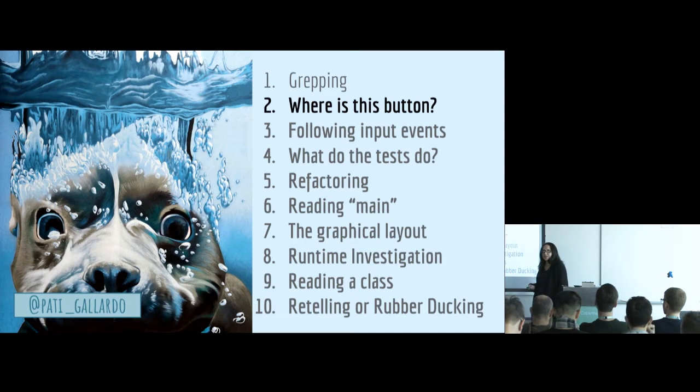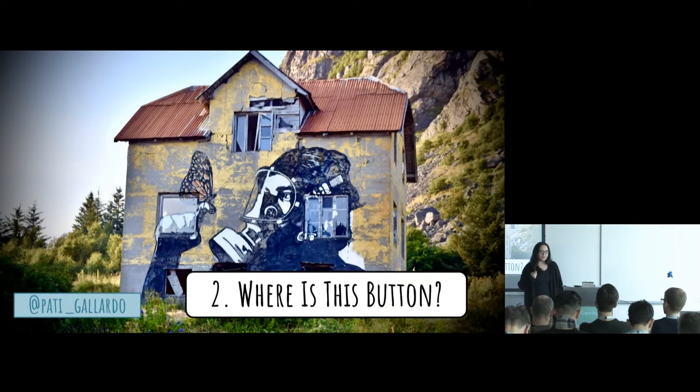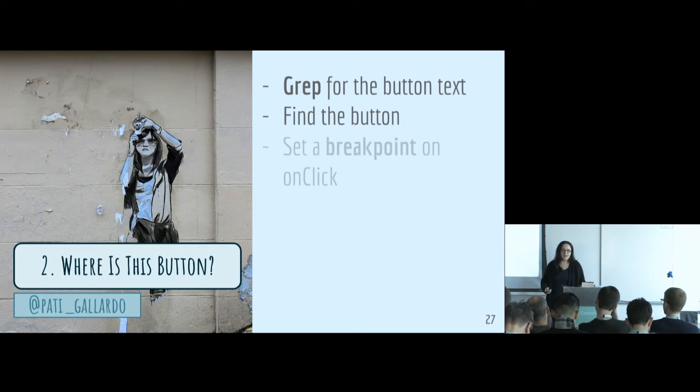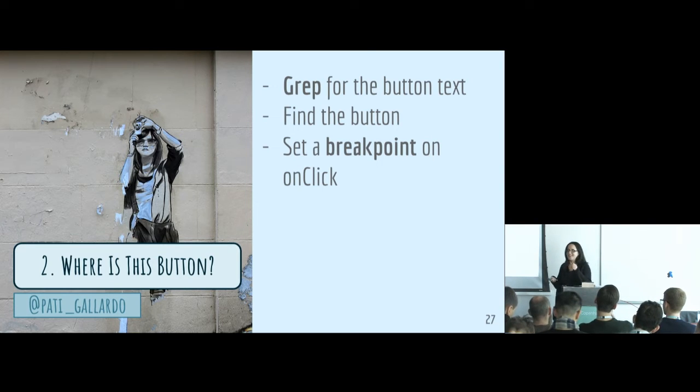So one way of doing the grepping is where is this button? You start with the grepping. You grep for the button text, and this goes for any kind of UI element that has a string or something greppable. You grep for the button text, and then you find the button definition somewhere in the code base. Around the button definition, you will generally find some kind of on-click handler. And this is where you really want to have it in a debugger, because now you can set a breakpoint on the handler, and then you click the button.